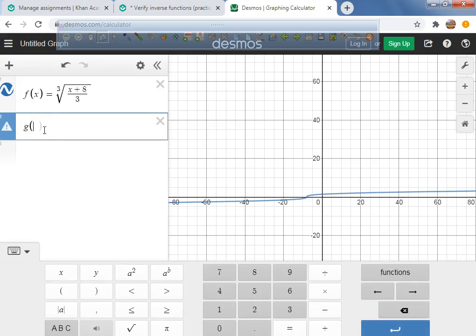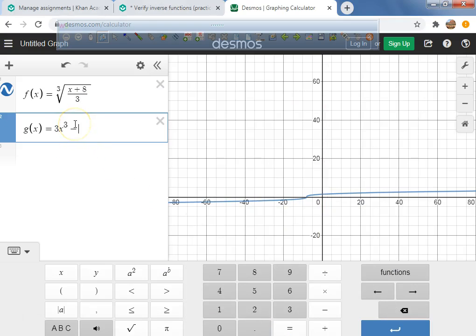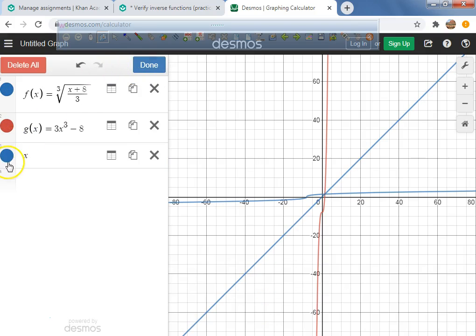Okay? Then we have g of x equals, and what was g of x equal to? I believe it was 3x to the power of 3. And then what was it? Minus 8. Okay, minus 8. And then what are they going to be reflecting across? If they are inverses, they're going to reflect across y equals x. I'll go ahead and make this one green.